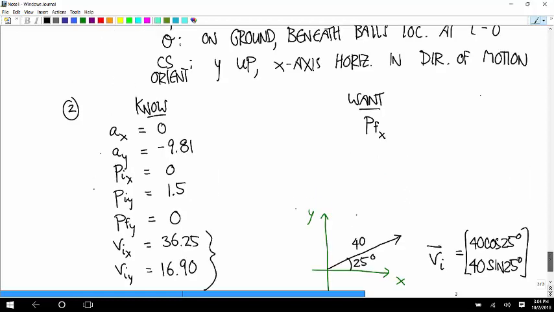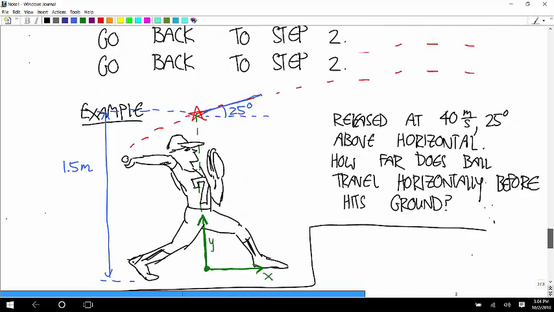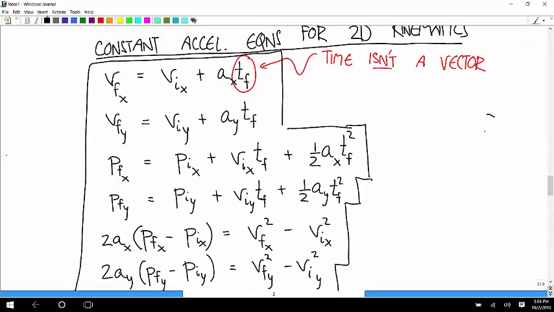Okay, so here's the final state. We want to find p of x. We know all this stuff. So is there any one of those 6 equations that has p of x in it and everything else in it is known? Well, I think there are only 2 of those 6 equations that have p of x, so that narrows it down quite a bit right at the start. So the only candidates are this one and this one.